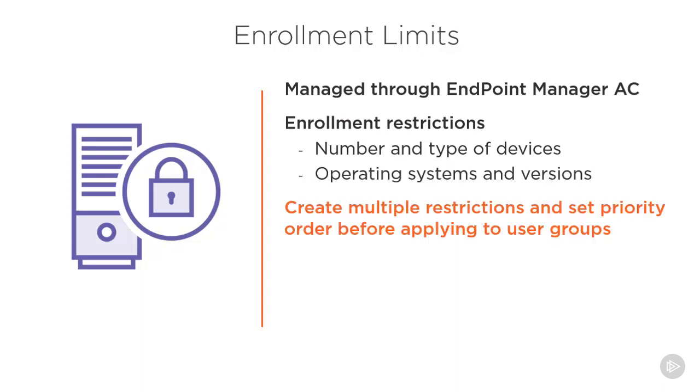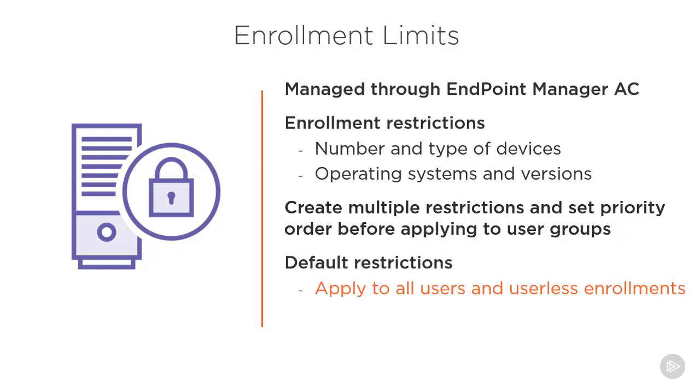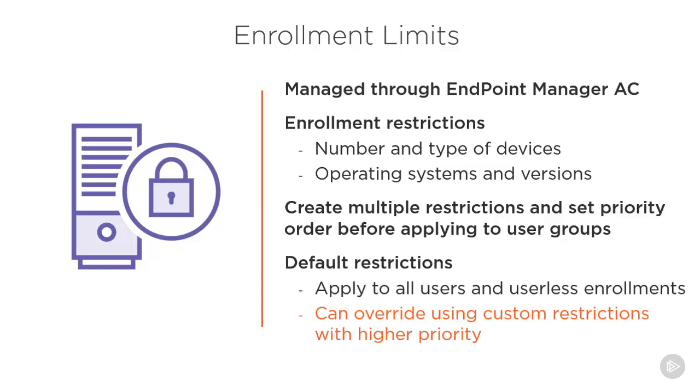We can create multiple restrictions and set a priority order of those restrictions, and then we apply these restrictions to our user groups. Now, there are some out-of-the-box default restrictions that are available for us, and by default, they apply to all users and user-less enrollments if you're using like kiosk machines, but they can be overridden using custom restrictions with higher priorities. So we'll have to look at out-of-the-box default restrictions, and if we want to tweak those, we need to create custom restrictions and make sure they're a higher priority than the default restrictions.